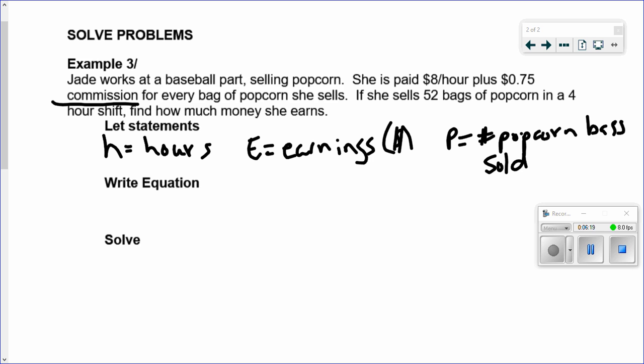All right, now the equation. The earnings equals $8 an hour times the number of hours worked. I think hopefully you're all familiar with that from real life scenarios. I know not all of you have jobs, but the 75-cent commission. So for every bag she sells, she's getting 75 cents times the number of bags. If this was a percentage, then it would be the percent times the number of bags.